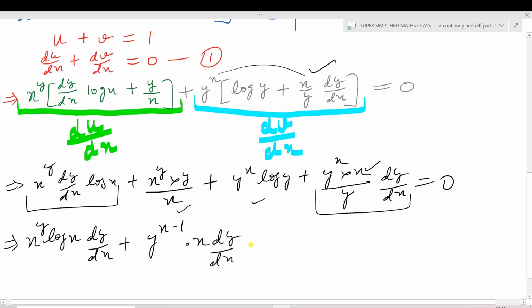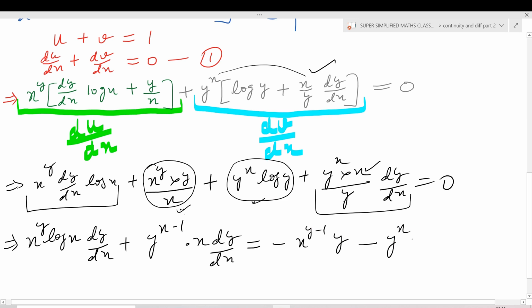So we write both the terms containing dy by dx on left hand side, and we take these two terms, the terms which are not containing dy by dx, on the right hand side. So now you can see this term, the one I am circling, and here you can write x raised to the power y minus 1. We club the powers of x into y, and when this term goes on right hand side it becomes negative. Similarly, this term, the one I am circling now, when it goes to right hand side it also becomes negative.